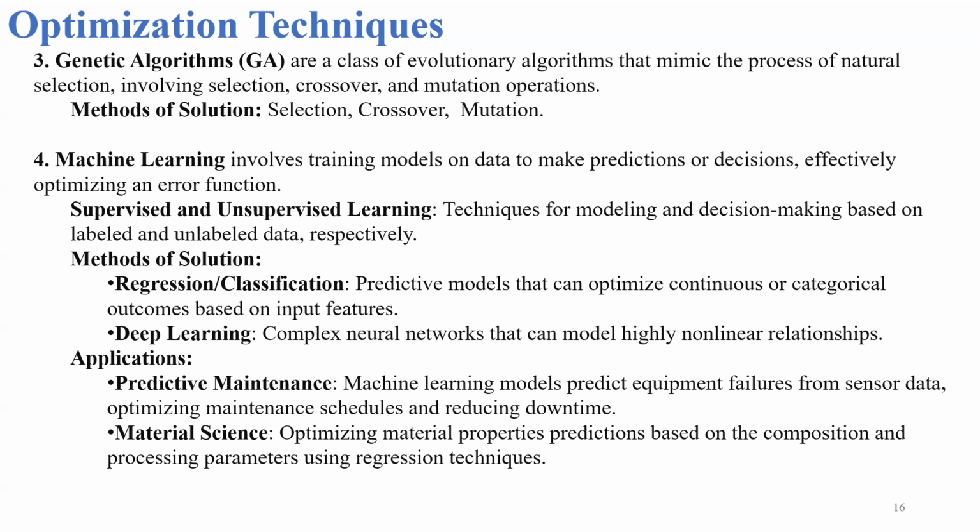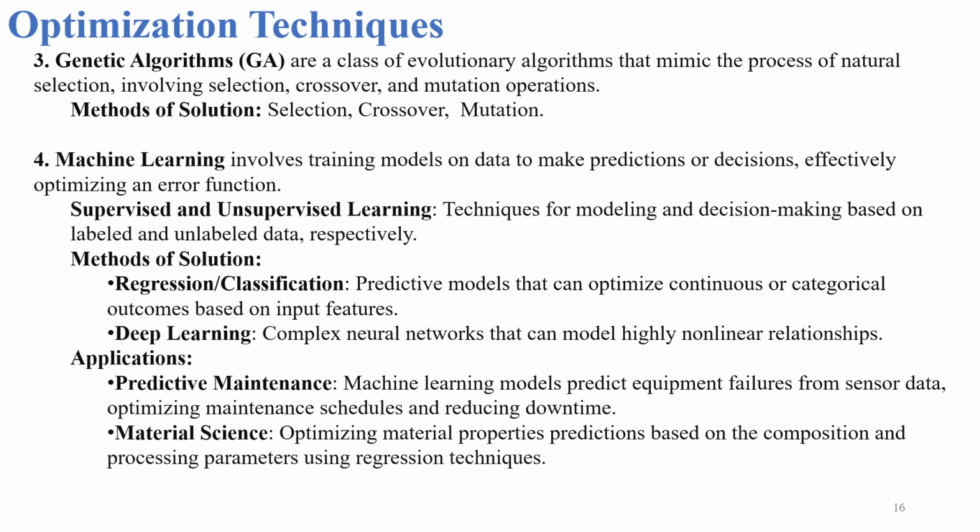Another important technique is machine learning, which involves training models on data to make predictions or decisions effectively, optimizing an error function. So the error function or loss function is very important in machine learning. Now, there could be different types of machine learning, supervised or unsupervised. Supervised machine learning is where the data is all labeled, so X and Y are well defined. Or unsupervised learning, it can have unlabeled data.